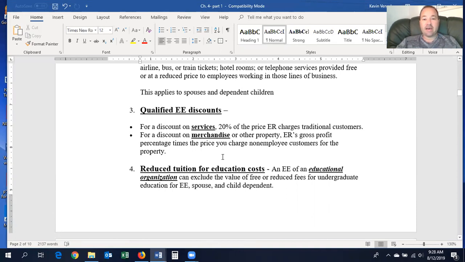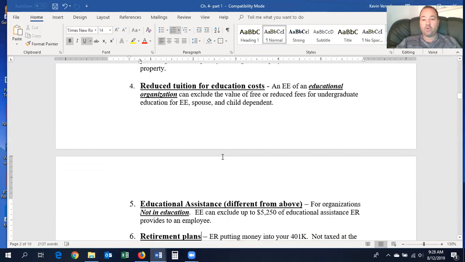Qualified employee discounts, you can read through here how much you're allowed to take as an employee discount and it not be considered taxable back to you. Reduced tuition. So this would be somebody who teaches, say, at Ivy Tech or Ball State. An employee of an educational organization can exclude the free or reduced fees for undergraduate work for not only themselves, but their spouse and dependents. So your kids or your spouse could potentially go free to Ivy Tech or Ball State, wherever you work, and you don't have to add that saved tuition back into your income, whereas you otherwise would have.